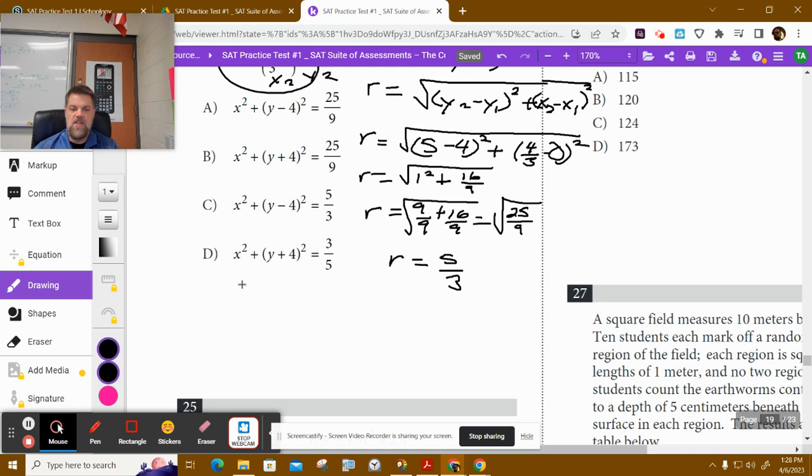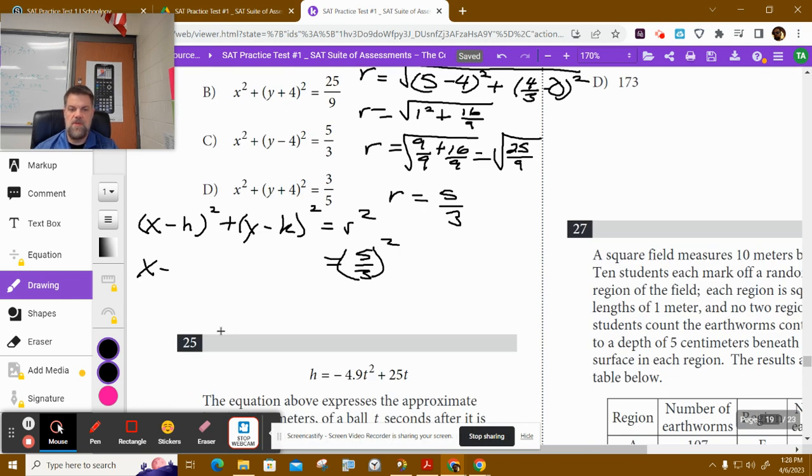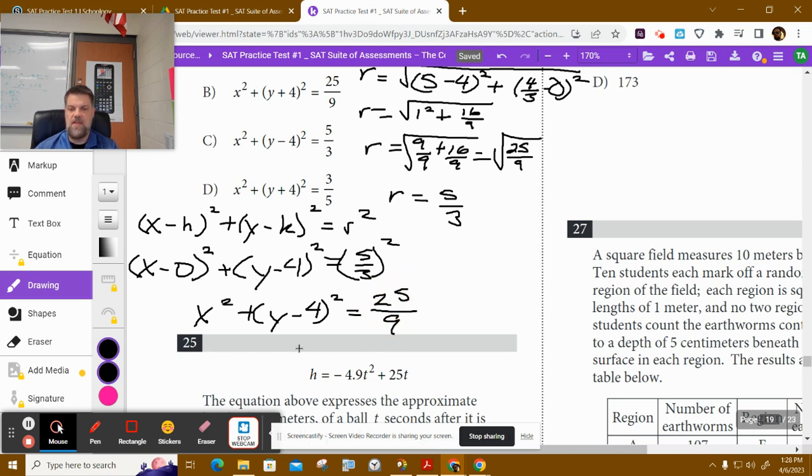I hope I have a little bit of room left. So if I write this in the form of (x minus h) squared plus (y minus k) squared equals r squared, r squared would be (5/3) squared. And this would be x minus h, but h is 0, plus the quantity y minus 4 squared. So it's really just x squared plus (y minus 4) squared equals... and what's 5 squared? 25. And what's 3 squared? 9.